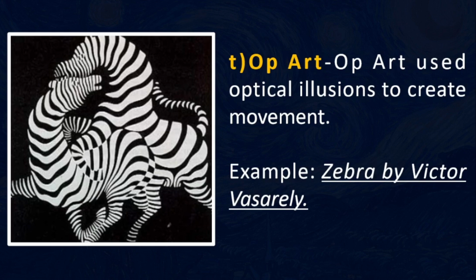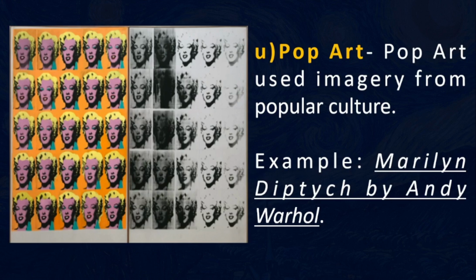Pop art. Pop art used imagery from popular culture. Example: Marilyn Diptych by Andy Warhol. This artwork features repeated images of Marilyn Monroe, emphasizing the commercialization of celebrity culture. The contrast between vibrant colors and fading black and white images suggests both glamour and impermanence. It reflects pop art's critique of mass production and consumerism.